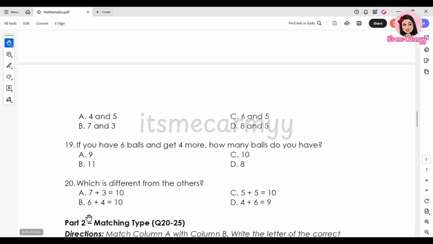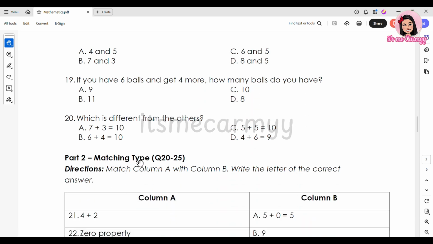10. 20. Which is different from the others? A. 7 plus 3 is equal to 10. B. 6 plus 4 is equal to 10. C. 5 plus 5 is equal to 10. D. 4 plus 6 is equal to 9. 5, 4, 3, 2, 1. The correct answer is letter D. 4 plus 6 is equal to 9.